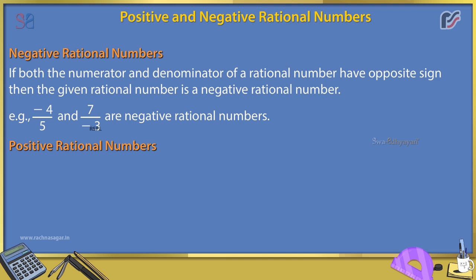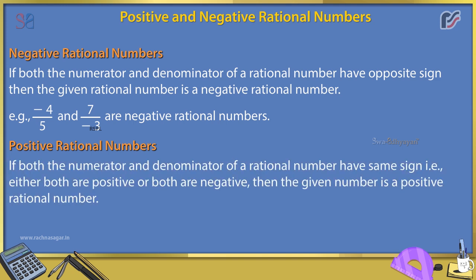Positive rational numbers. If both the numerator and denominator of a rational number have the same sign, that is either both are positive or both are negative, then the given number is a positive rational number. Example, 4 by 5 and minus 7 by minus 3. Both are positive rational numbers.